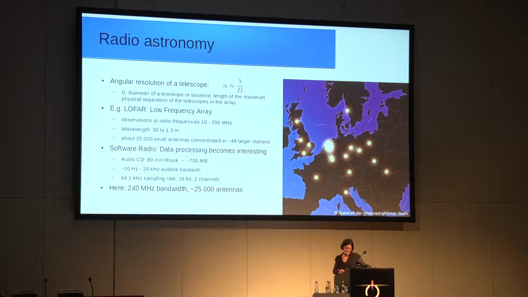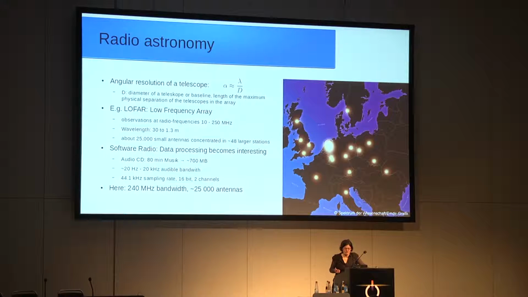Nyquist told us that we need double the sampling rate, so we often use 44.1 kilohertz, 16-bit and 2 channels. Here we have frequencies from 10 to 250 megahertz, which makes for a much bigger bandwidth, and we have about 25,000 antennas, which all generate a lot of data.